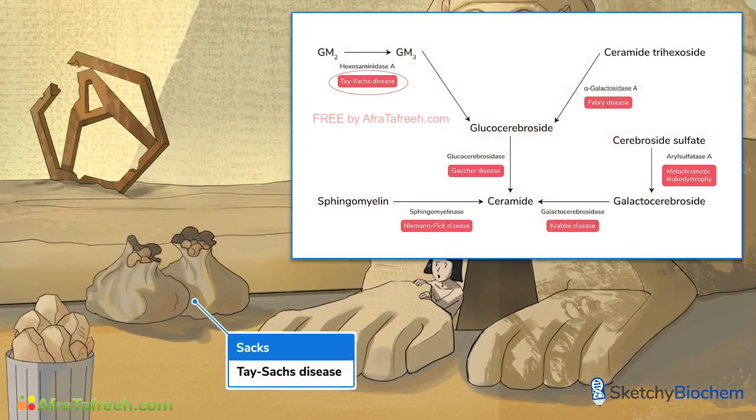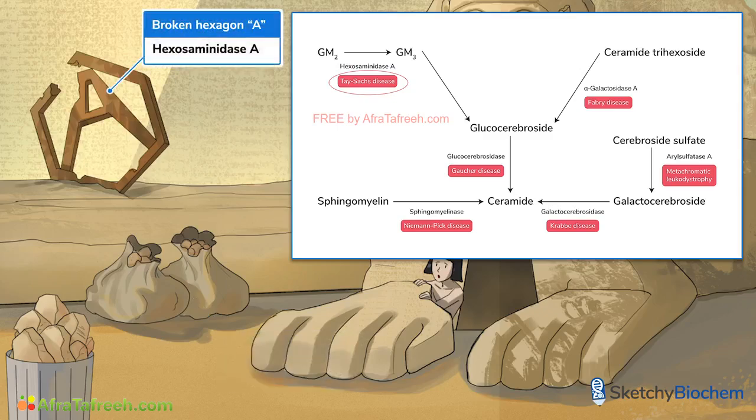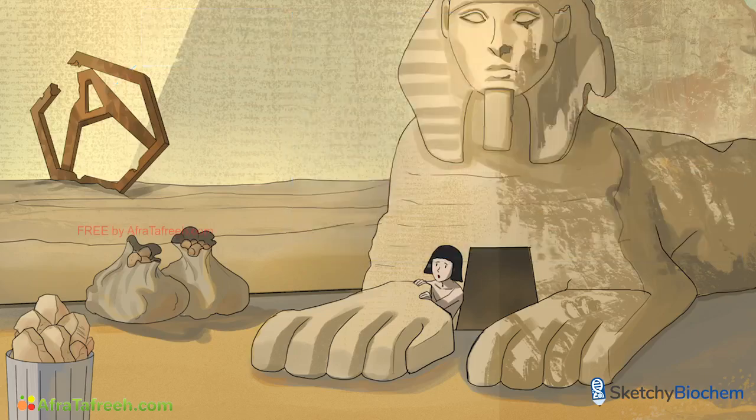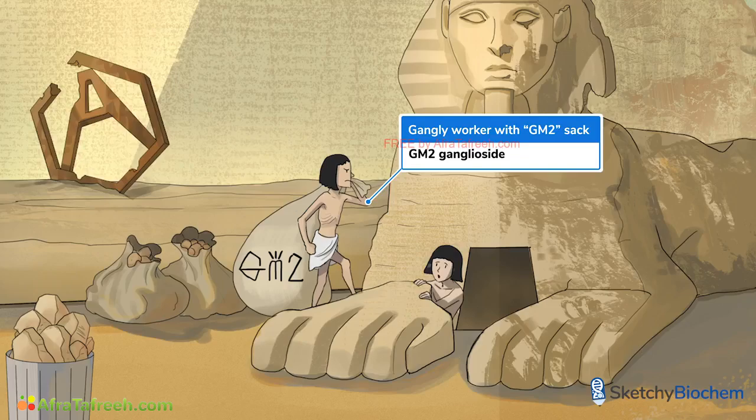Tay-Sachs is caused by a deficiency of hexosaminidase A, and here's a convenient ruin from even before the pharaohs to illustrate that. Hexosaminidase A normally metabolizes GM2 into GM3 ganglioside. In Tay-Sachs disease, GM2 ganglioside accumulates in the lysosomes of neurons, leading to neurotoxicity. To remind you of this, here's a gangly builder carrying a sack of special GM2 building materials.